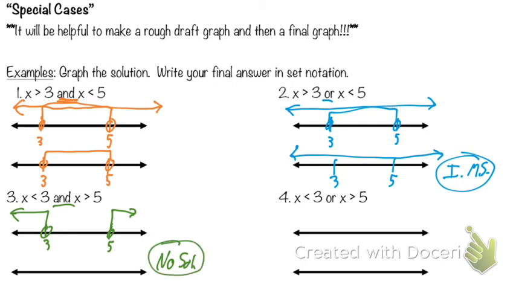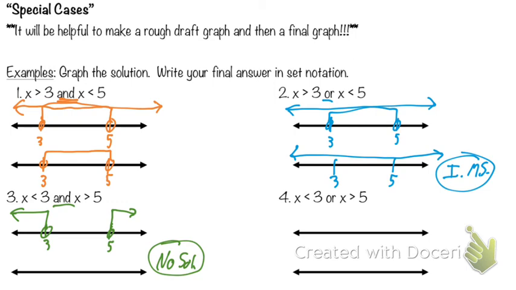So for compound inequalities, when you have an "and" graph go the opposite direction, both going out, it's a no solution. When you have an "or" graph with both going in toward the middle, it's an IMS, infinitely many solutions.